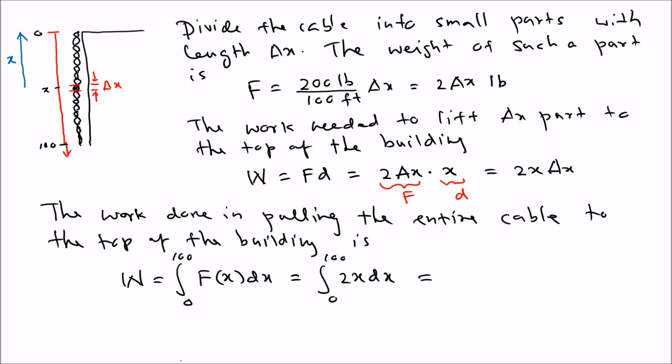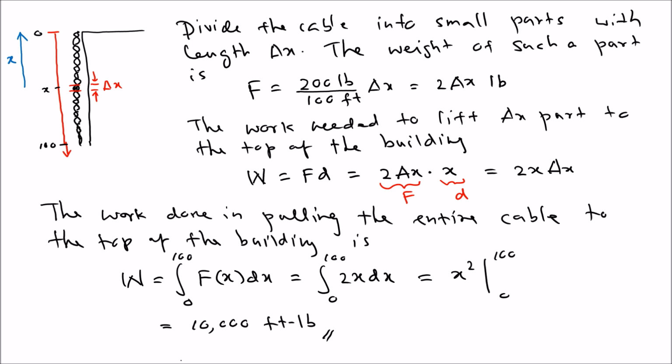This is a very simple integral. This is x squared from 0 to 100, and then you can see that this is 10,000 foot-pounds. Okay, so that's the amount of work that you need to pull the entire cable to the top of the building. It's a very simple integral.